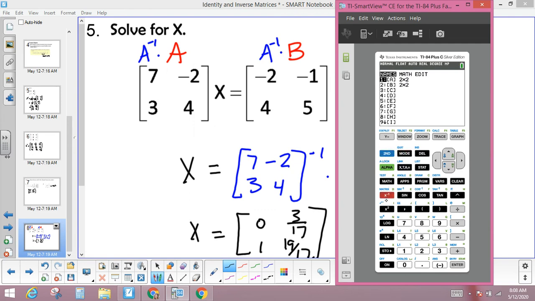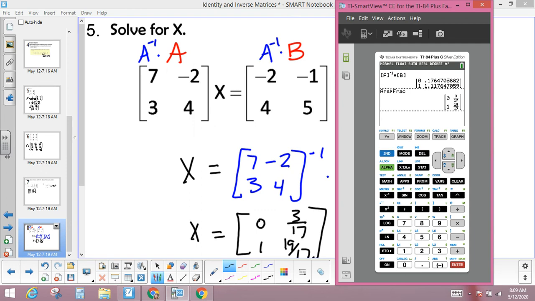We go back to matrix and we tell it, we stay under name, tell it we want A. Then we want the inverse of that. So x to the -1 puts our little -1 exponent up there that says inverse. And then times back to matrix and grab 2 or B. And when you hit enter and then math enter, it gives you that same answer.